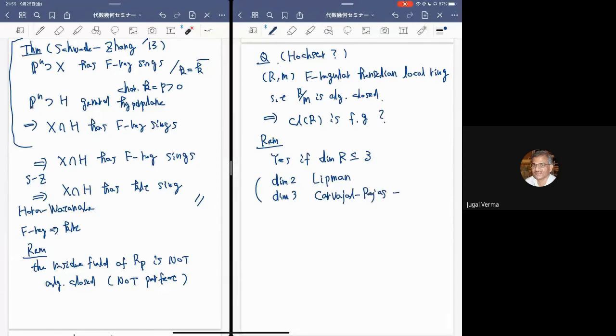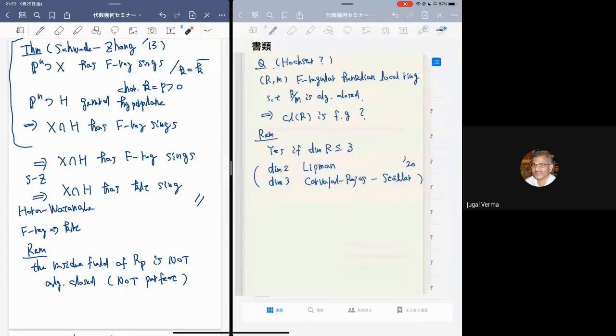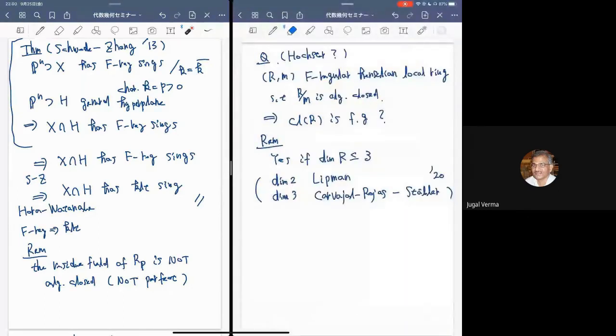and Axel Stäbler. This is 2020, I'm not sure. So at least in dimension at most 3 the answer is yes, and this is one piece of evidence.